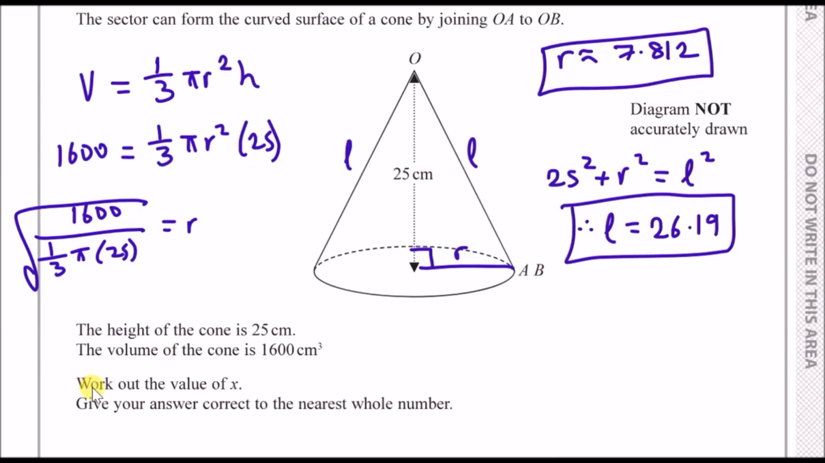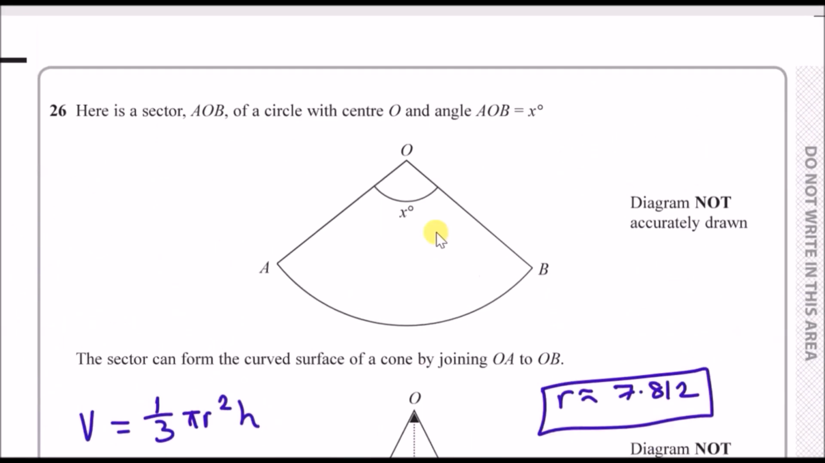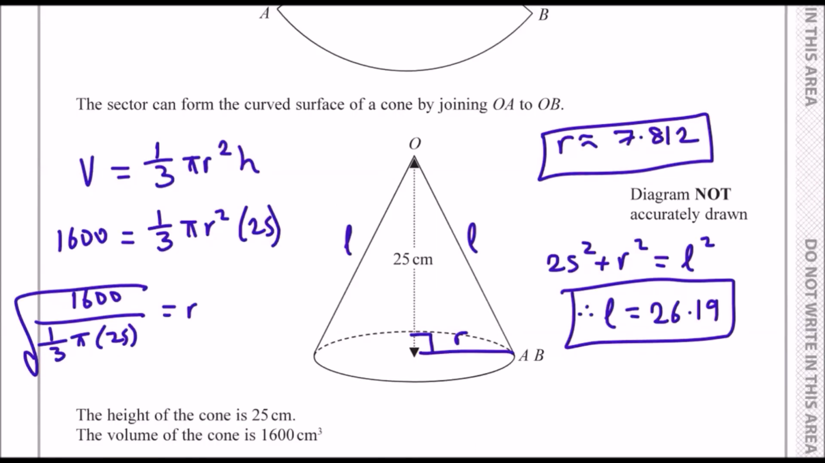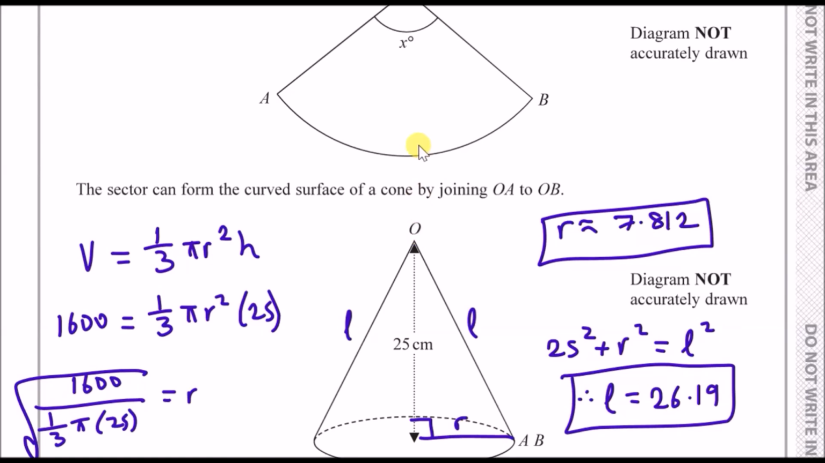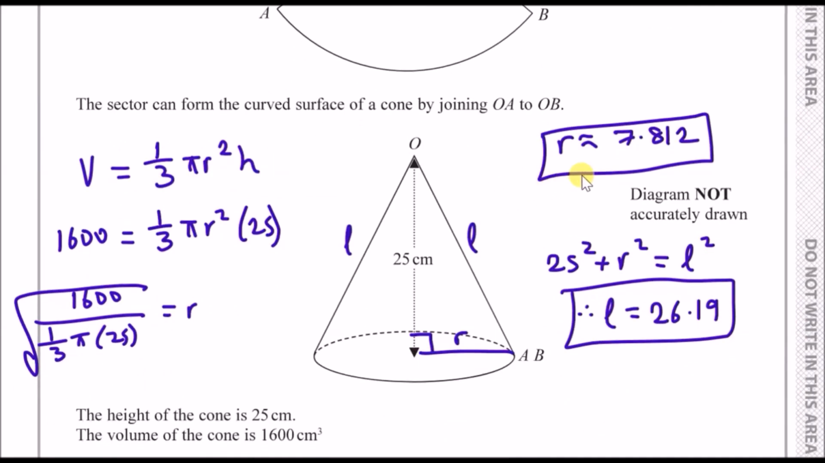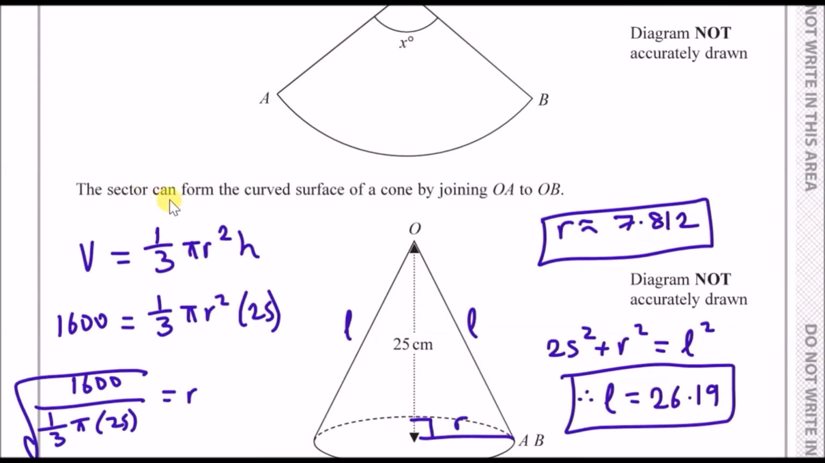Now it tells us to work out the value of x, yeah? In other words, the angle x. Now what they really want us to do, guys, is somehow form an equation in terms of x that connects both of these shapes. Now one thing to note, guys, yeah? It says here that the sector can form the curved surface of a cone, in other words, the whole thing around, by joining OA to OB.